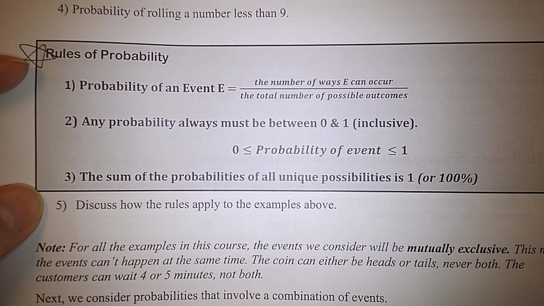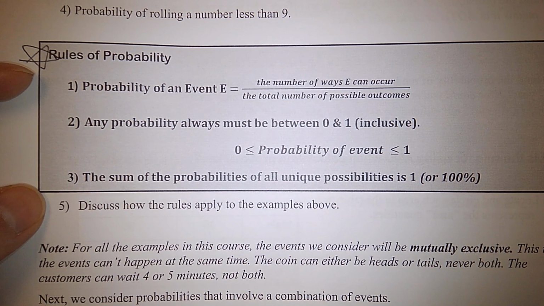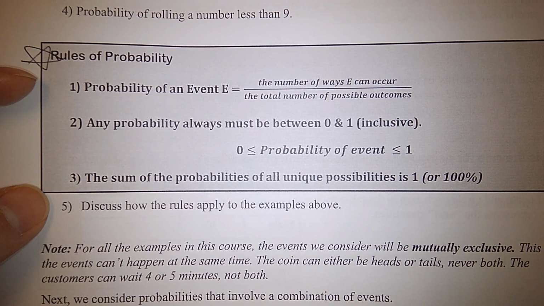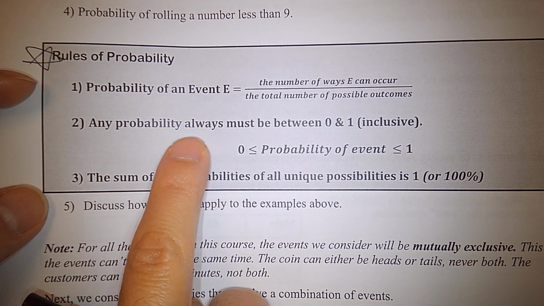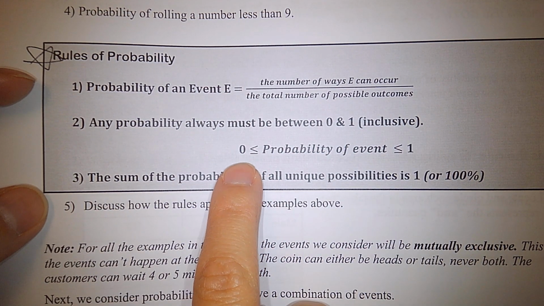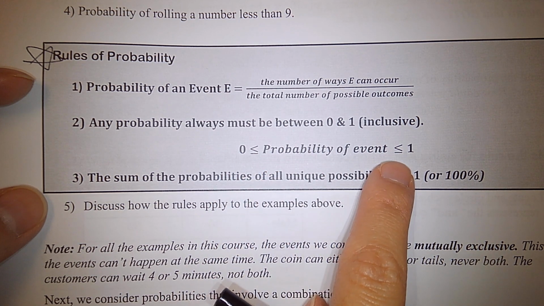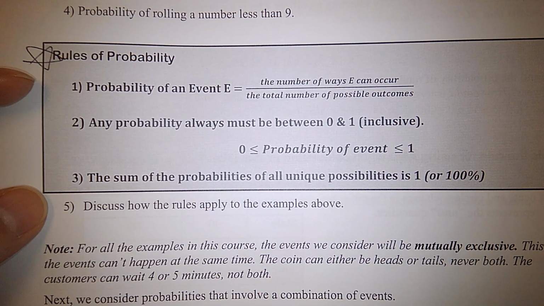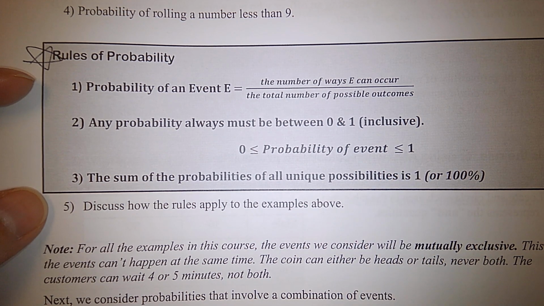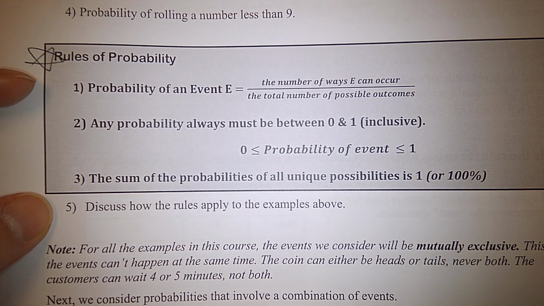Rules of probability. Probability of an event E equals the number of ways E can occur divided by the total number of possible outcomes. Any probability must be between 0 and 1, inclusive: 0 is less than or equal to the probability of an event, which is less than or equal to 1. The sum of the probabilities of all the possibilities is 1 or 100%.